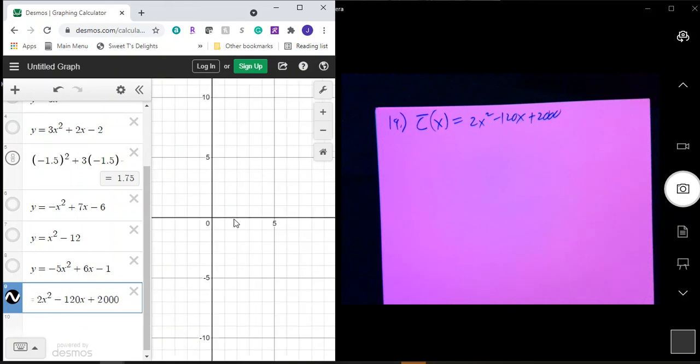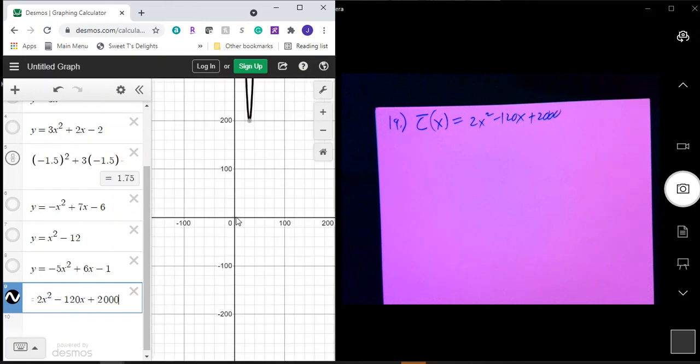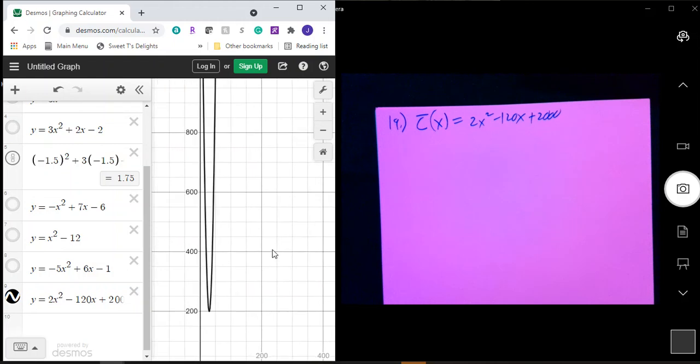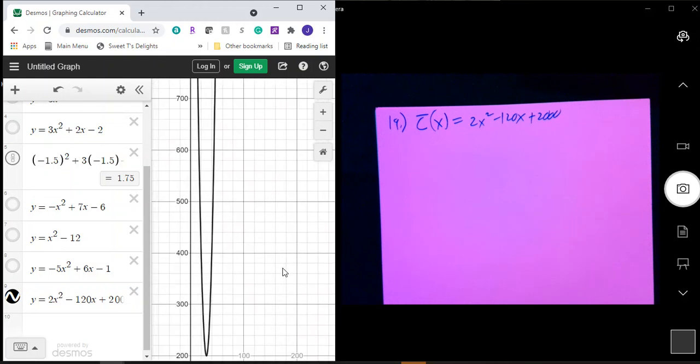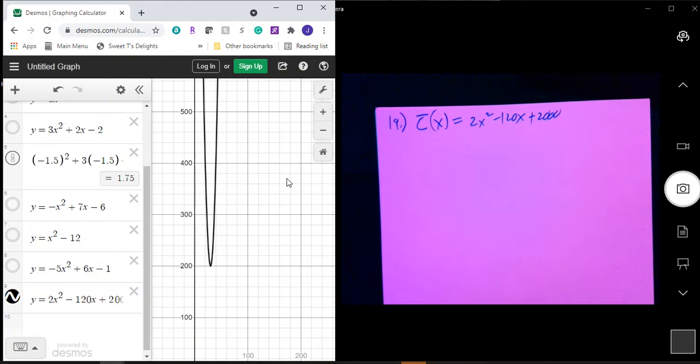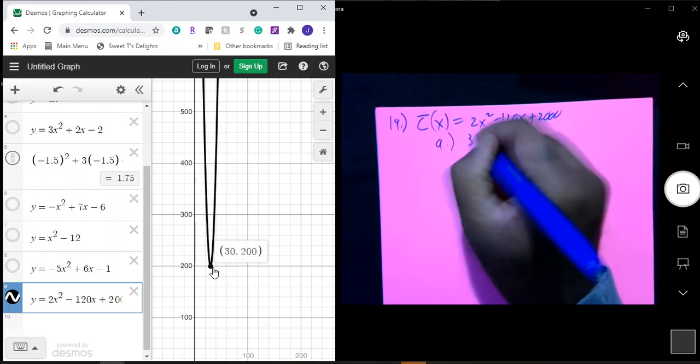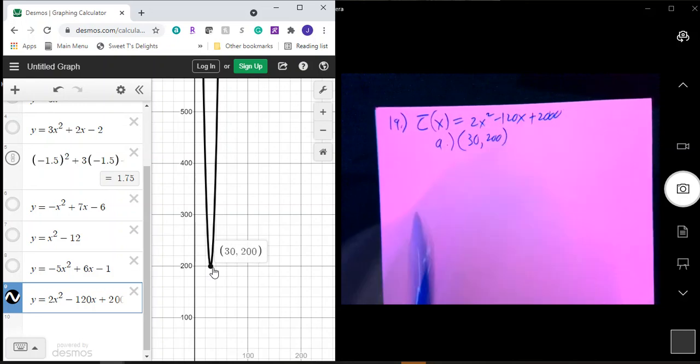All right. Now we see this graph here. Okay, so now we have our graph here and we want to know what the vertex is. We go here. Now, according to this, it looks like the vertex should be (30, 200). So we have A, which is (30, 200): 30 for X, 200 for Y.